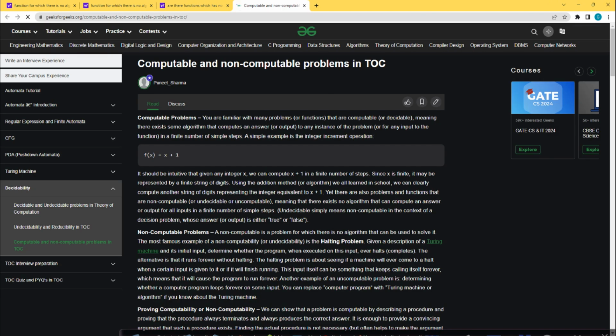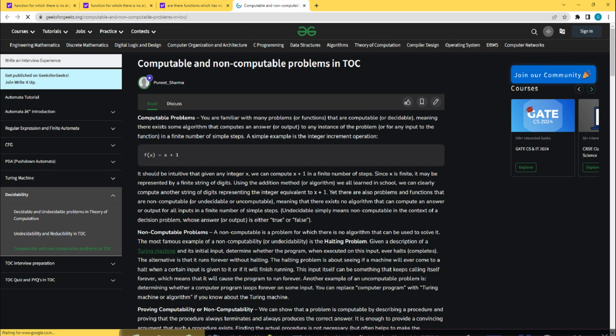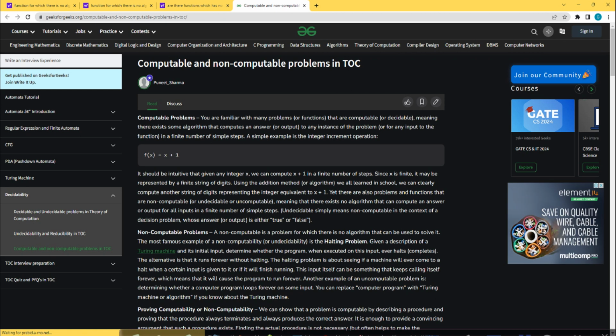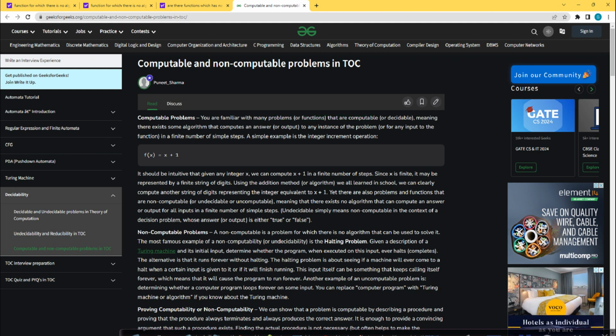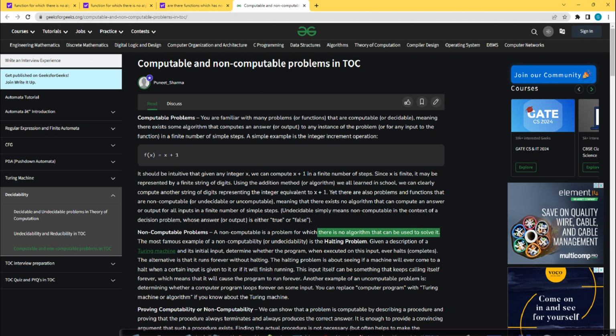Look at this. There are non-computable problems and there are computable problems. Here, in place of function it says problem, referring to function as problem, whatever. There are many problems or functions that are computable, meaning there exists some algorithm that computes an answer. Similarly, there exist non-computable problems or functions for which there is no algorithm that can be used to solve them.